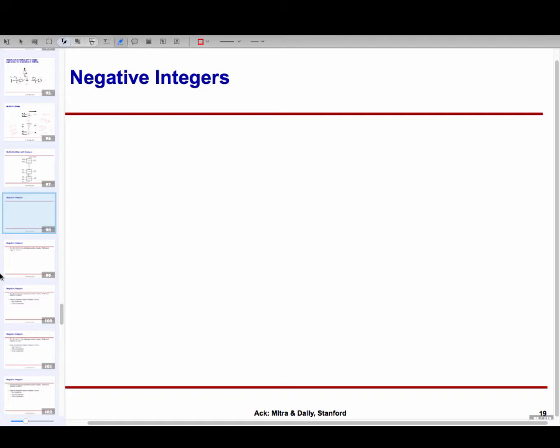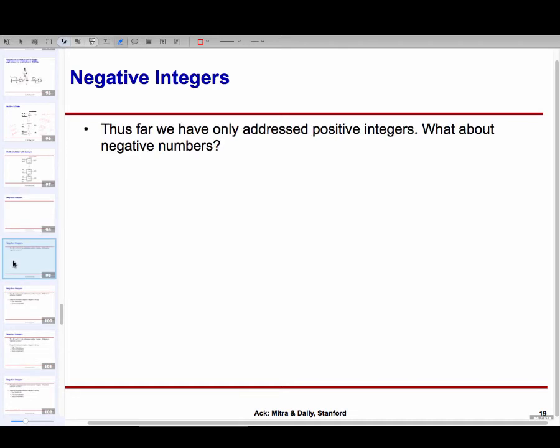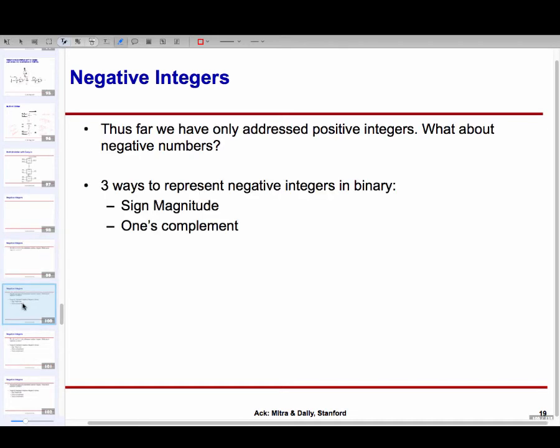We have a couple of obvious ones, like two's complement. You could also just put another bit that says either negative or positive. So how many people have seen two's complement before? A fair number, but not many have not. So let's go through it. So how can we do it?